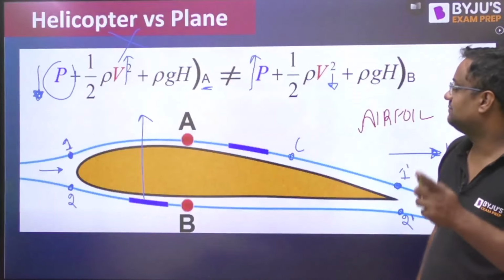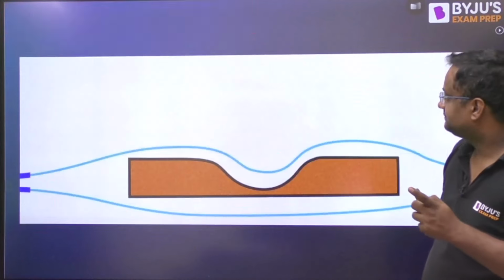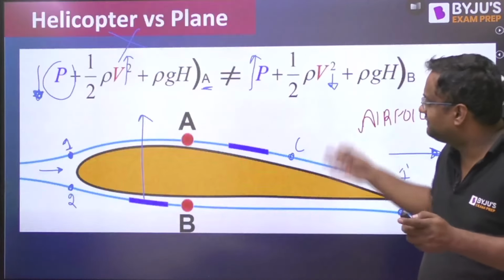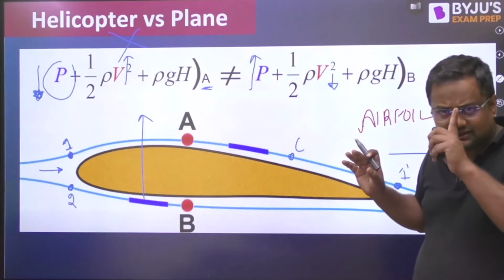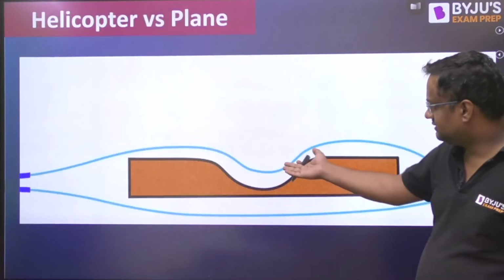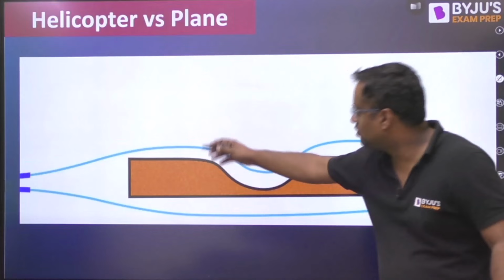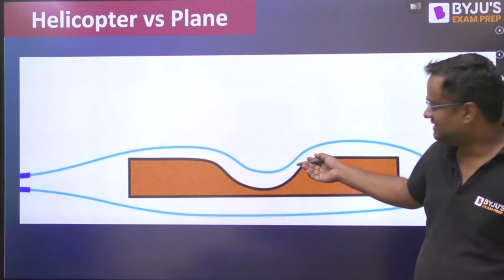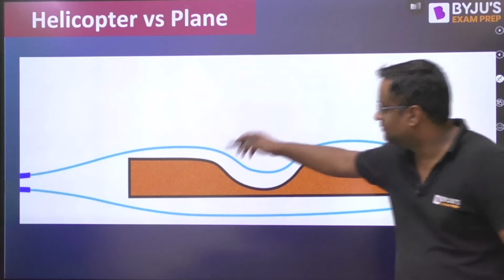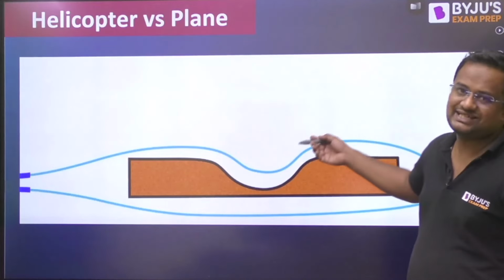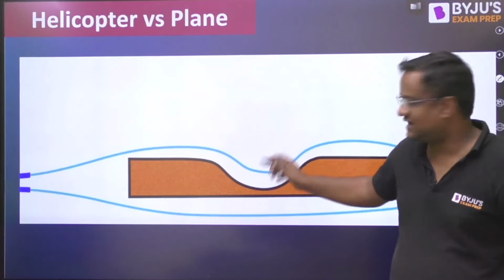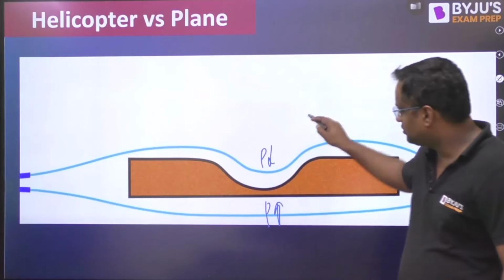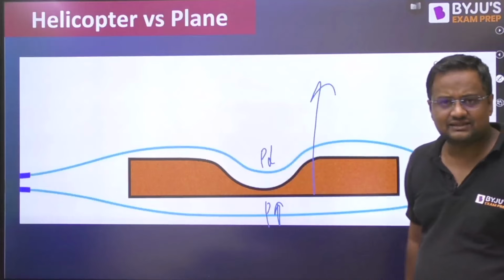The correct one, let me tell you, I will tell you in 2 minutes. But if this is correct, then in that case, make wings like this, because here it will be more time, more distance it has to travel, so faster speed, so pressure will be less, and here pressure will be more, so from high pressure to low pressure there is a lift. Then make wings like this.